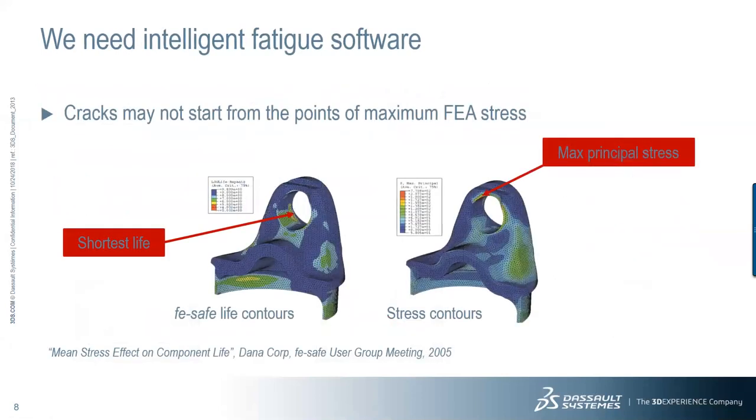Yeah, so these are some of the case studies done by our customers, which show why we need an intelligent fatigue software like fesafe. This is the example done by Dana Corporation. They realized that the location of the maximum principal stress can be different from the location of the shortest life. The reason is that stress is just one part of the story. The loading sequence and the mean stresses in the component are another part. All these three get combined together to calculate the shortest life.